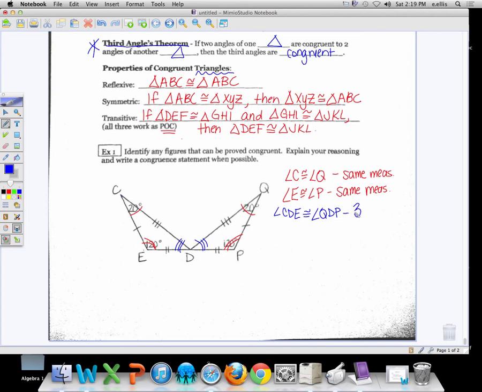Now, this is a new one. This is our third angles theorem. We were given 2 angles congruent. The third pair is by the third angles theorem. Okay, that's one of our new ones today. So we definitely know all 3 angles are congruent, which is good. And I'm pretty sure that we can say all 3 sides are congruent as well.